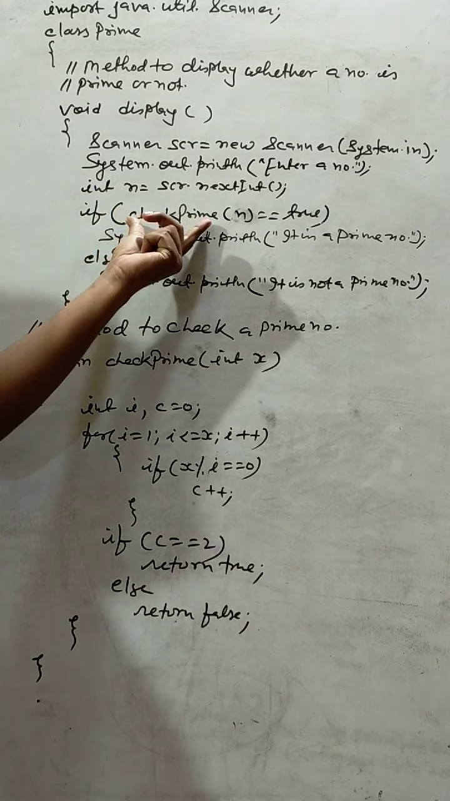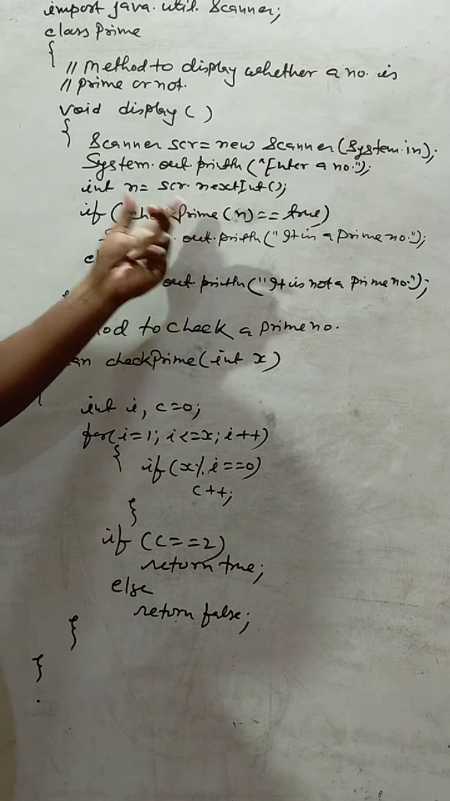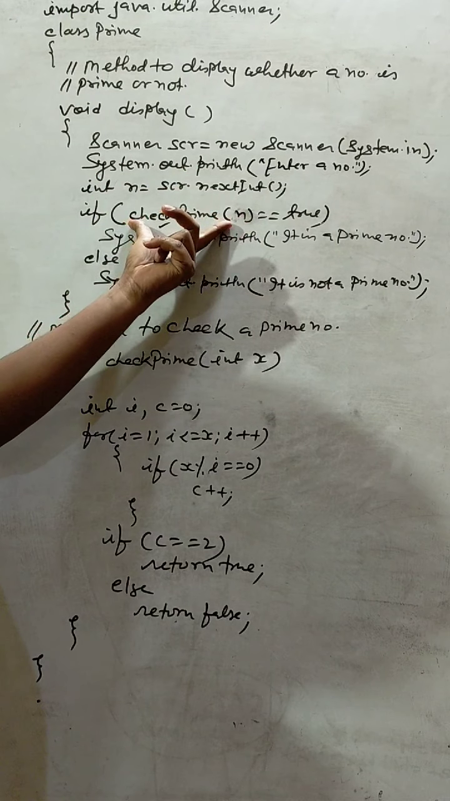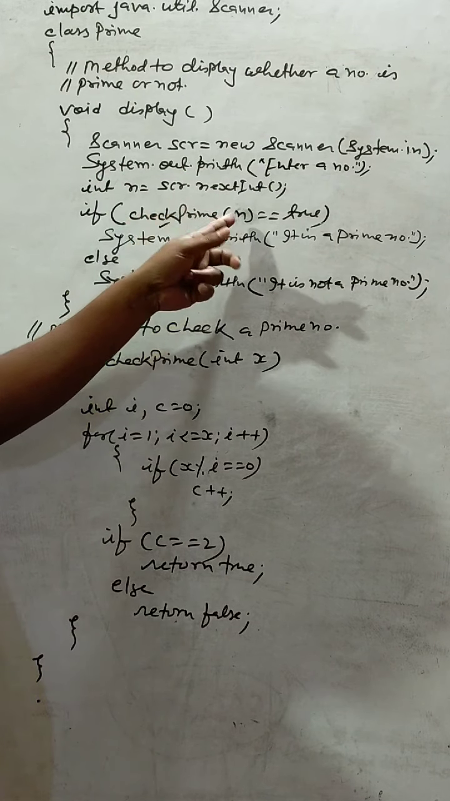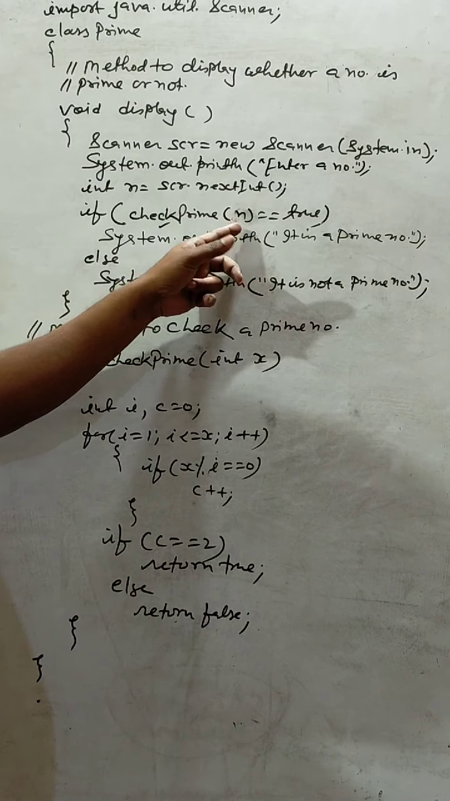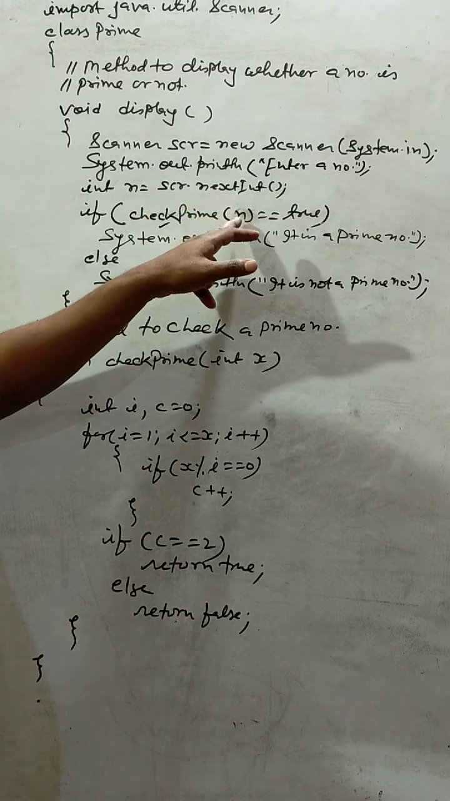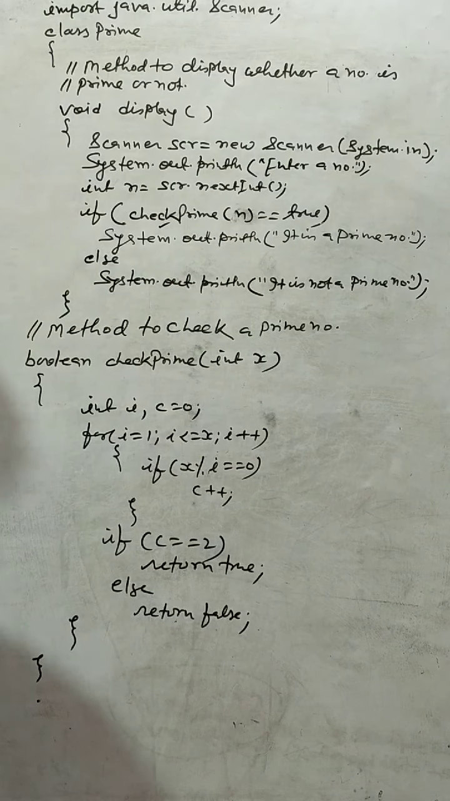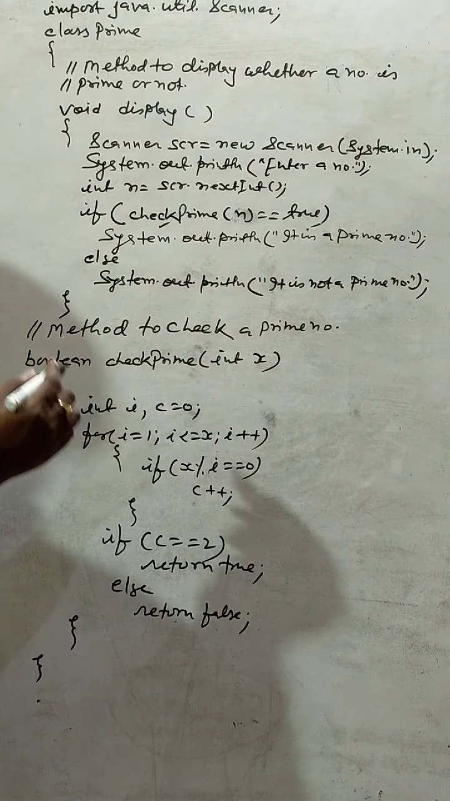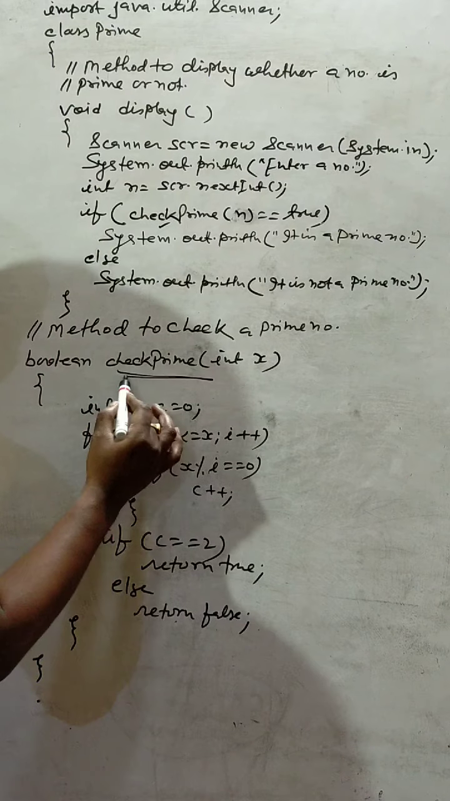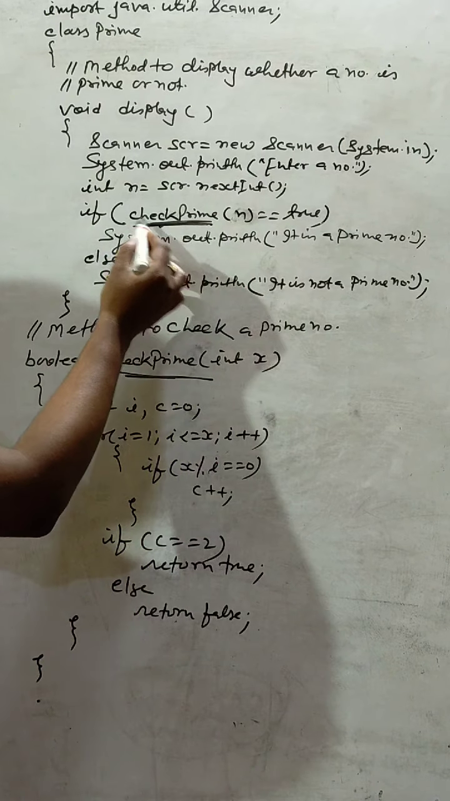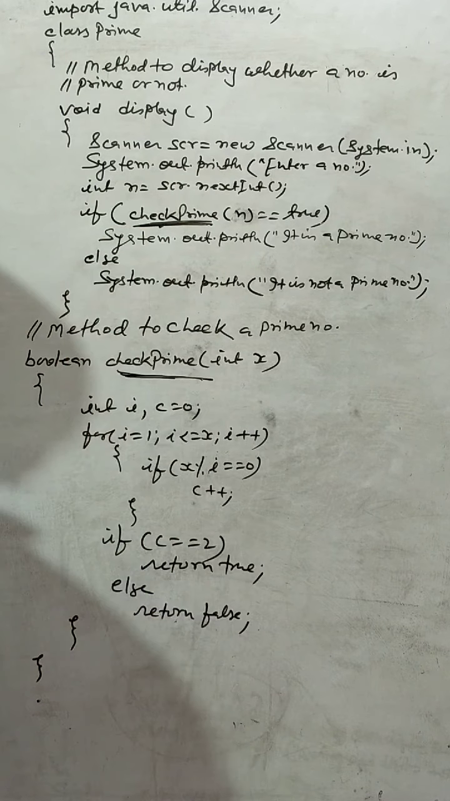We call a function check prime and we will pass a value n. The function check prime accepts the value n and checks whether the value stored in the variable n is prime or not. How will this function check? As soon as this part is encountered, the control moves here.